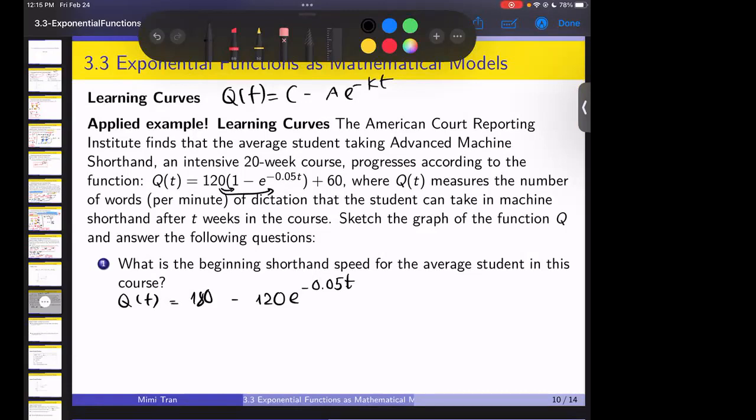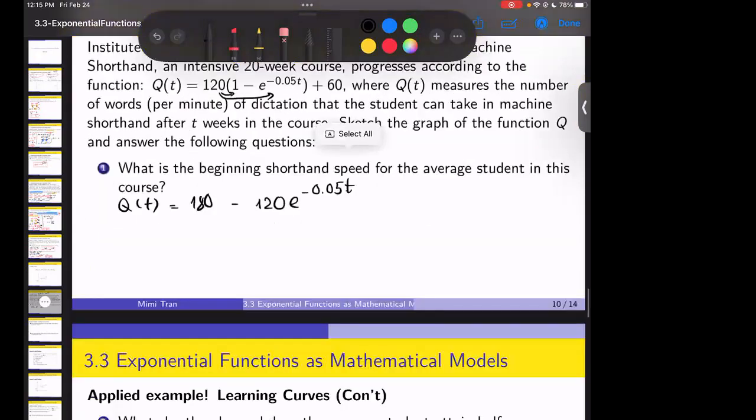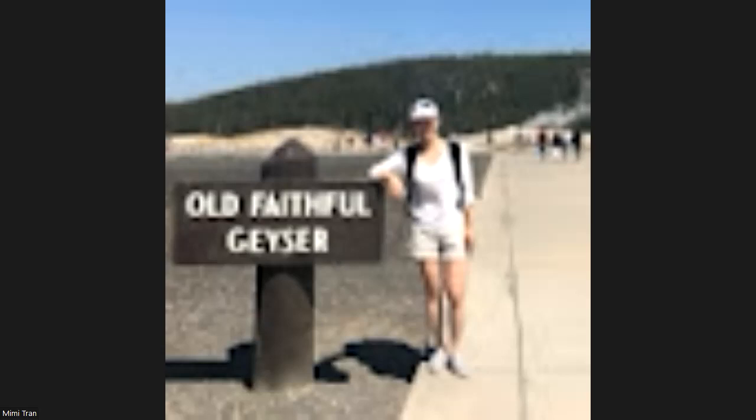So what is the beginning shorthand speed? Beginning means T equals what? 0, right? Beginning means T equals 0. So all you have to do is plug in 0 for T. So Q of 0.